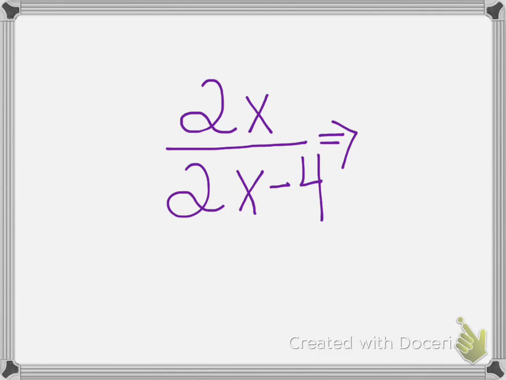GCF. Think back to the last couple slides. What times what would give me 2x? Well, technically 2 times x, because I can't do any better than that. Now, what times what would give me 2x minus 4?